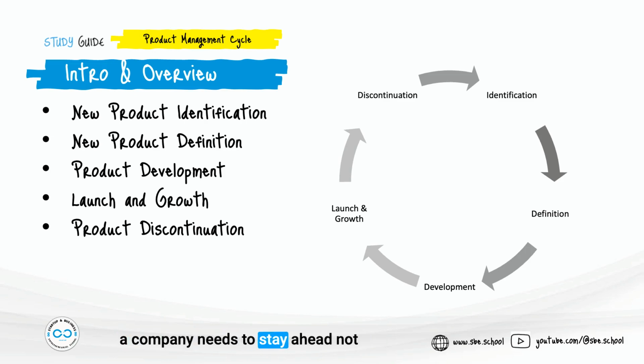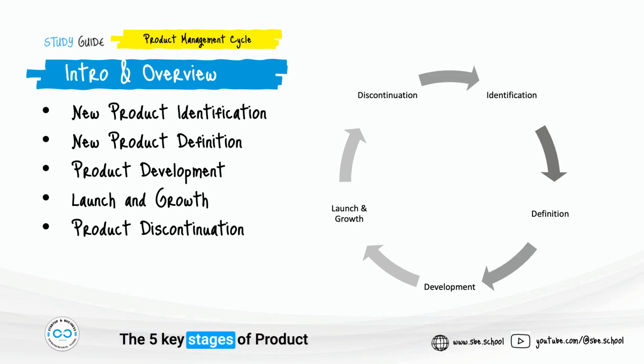A company needs to stay ahead not only in its existing markets but also in new markets that it expands into. In order to stay ahead, it needs newer products on an ongoing basis that meet the needs of a continually changing market. We have also seen that the product development process has become a complicated and expensive process. Hence, a structured approach to product development is needed. This is also called the product management process.